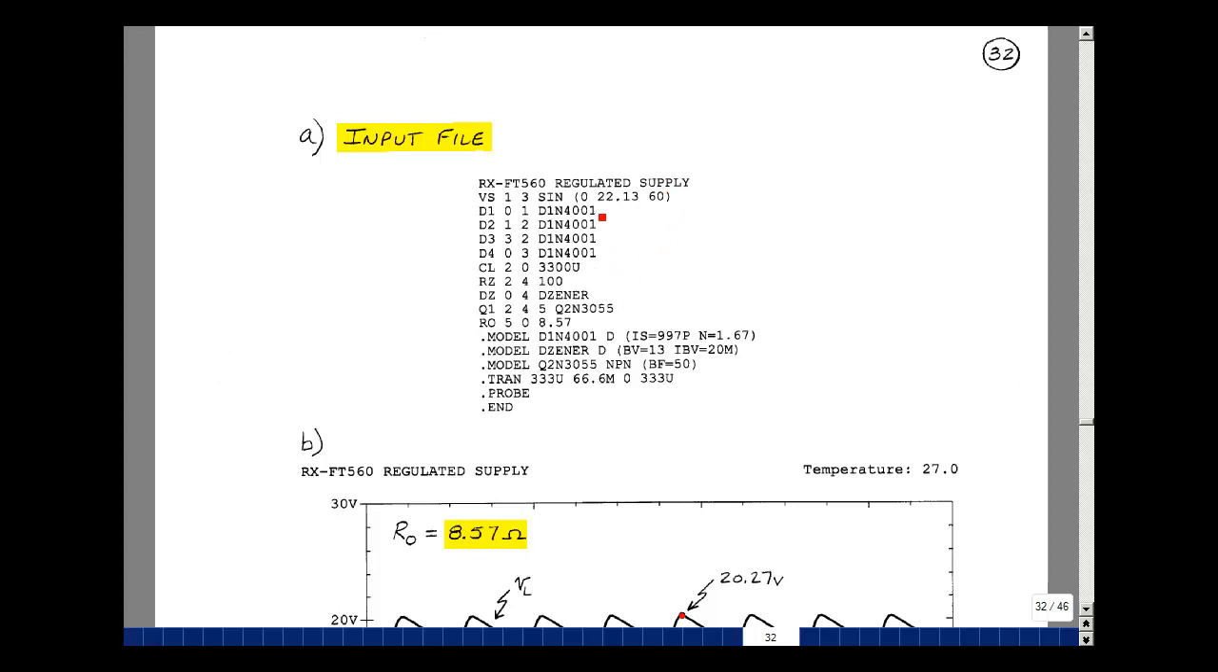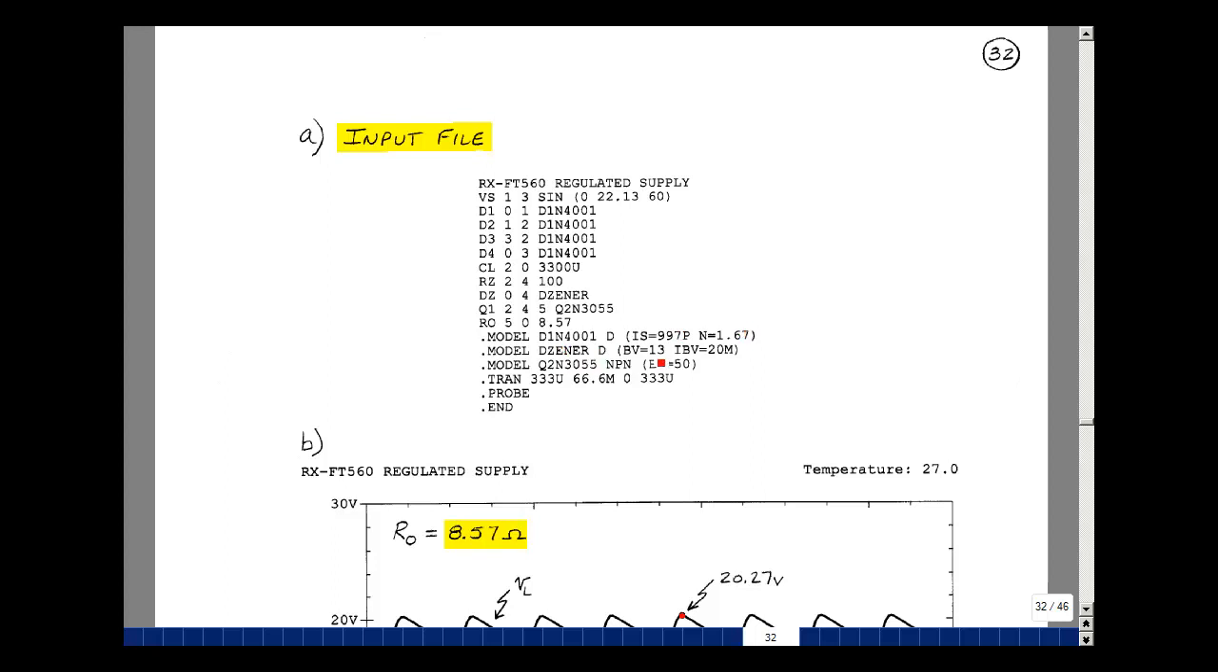Here's my 4 diodes, my capacitor rounded to 3,300 microfarads, my resistor R sub Z of 100 ohms, my zener, the transistor between the collector base emitter. Let me use a 2N3055 power BJT from our last supplemental problem for now. We'll still need to verify that it can handle the power delivered to the circuit. And my load being 8.57 ohms. The model for my diode is the 1N4001.